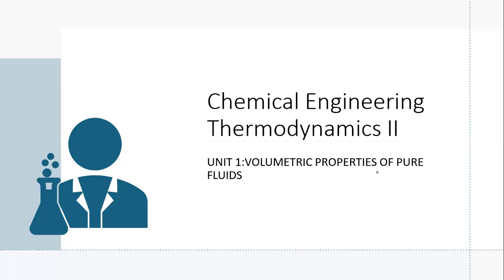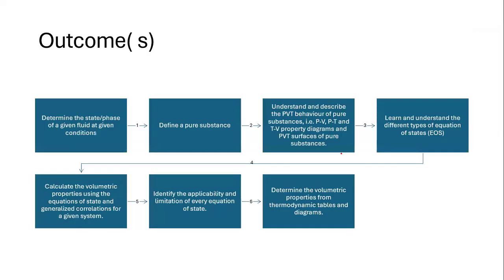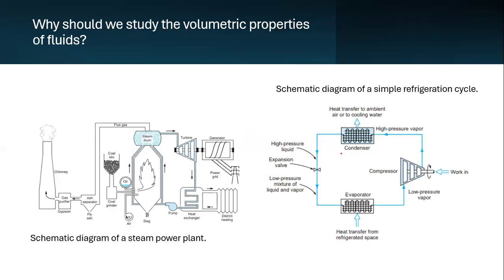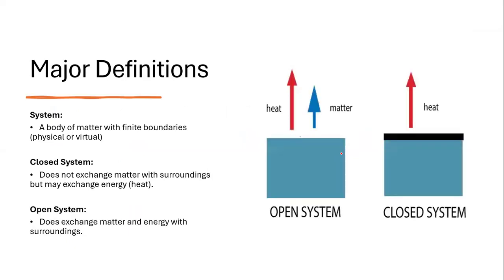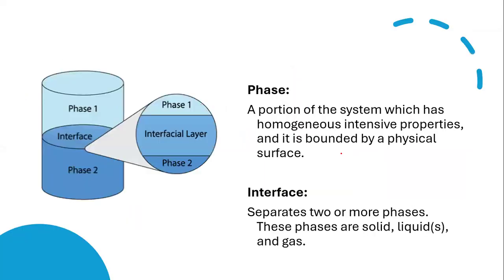All right, so now we're going to continue off where we left, where we have introduced this module, chemical engineering thermodynamics 2. Remember, the unit that we are doing is called volumetric properties of pure fluids, right? So now what we did here is we looked at the outcomes, right? We did an introduction on this topic, and then we also looked at the major definitions and explanations, whereby we looked at the system, the closed system, the open system.